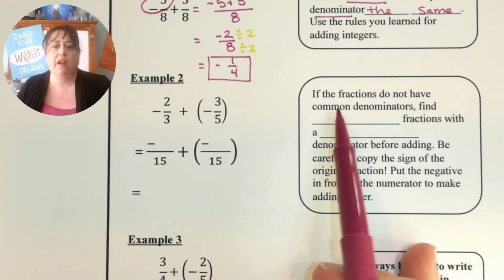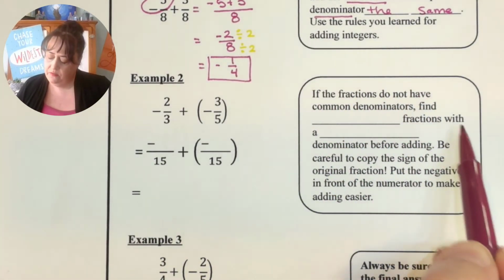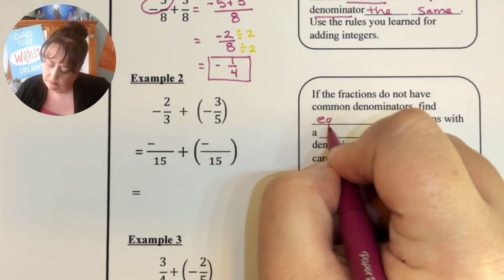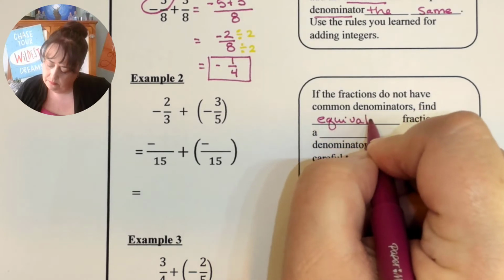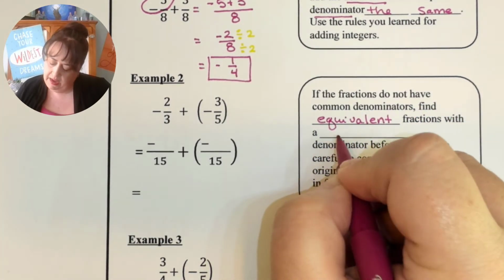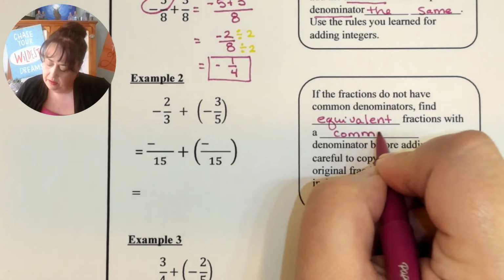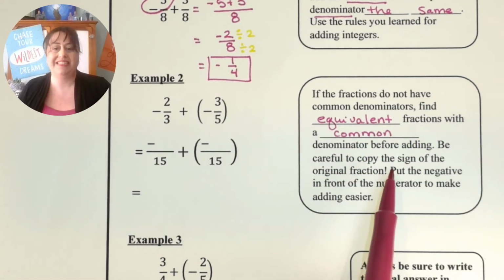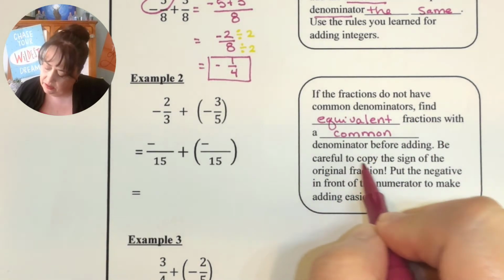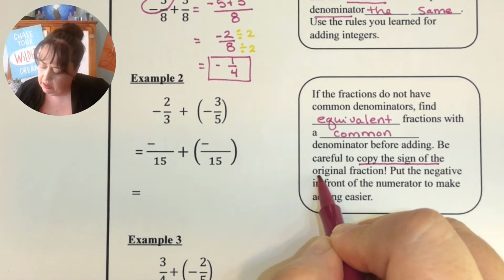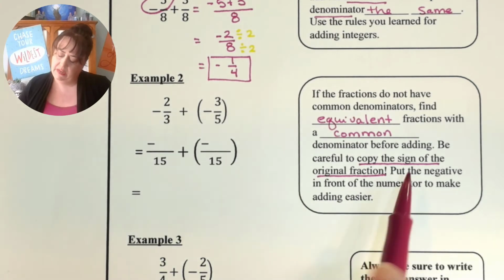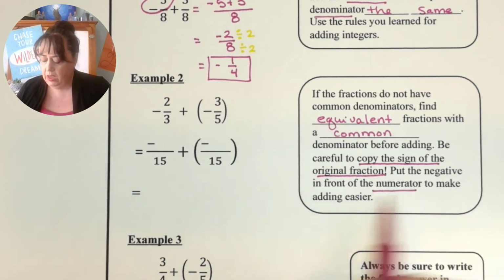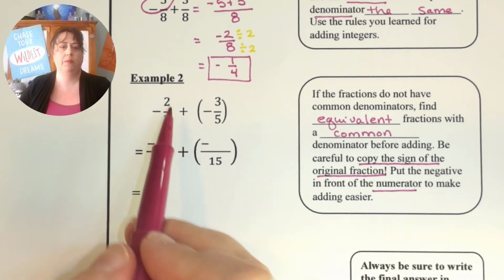If the fractions do not have common denominators, find equivalent fractions with a common denominator before adding. Be careful to copy the sign of the original fraction. Let's underline that. Copy the sign of the original fraction. Put the negative in front of the numerator to make it easier. So negative can float around. We're going to put it up top.